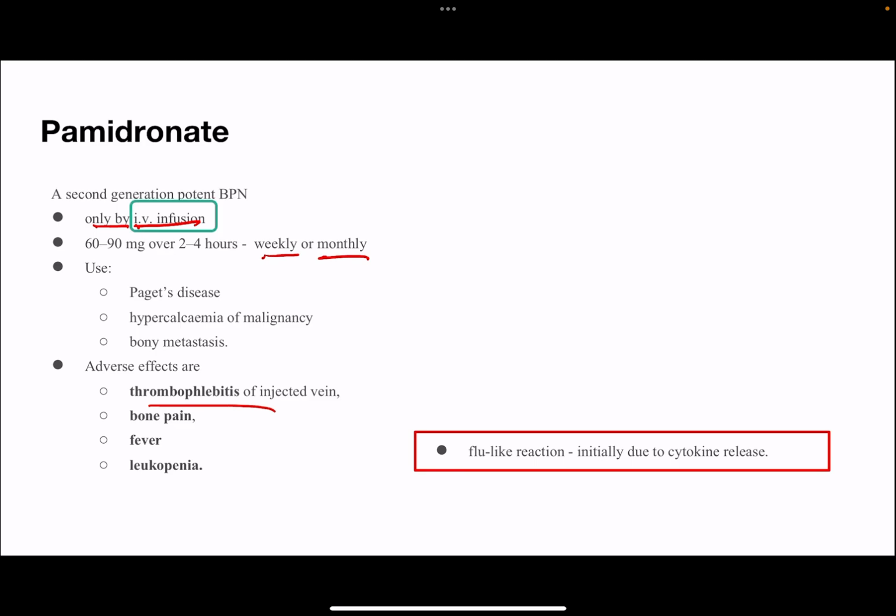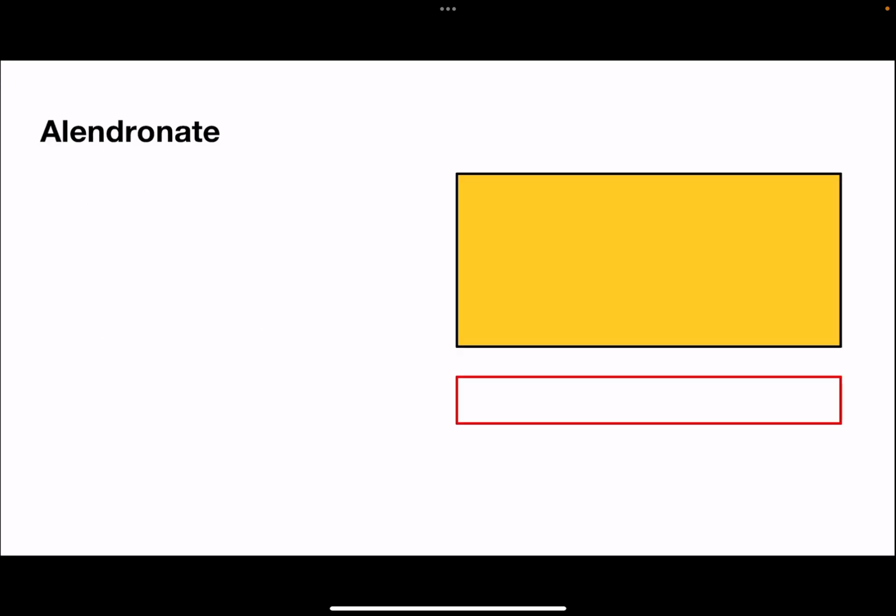So a very important thing you should remember about pamidronate is that it is given only through IV infusion. It is given weekly or monthly, and the adverse effects are mainly related to the IV infusion, such as thrombophlebitis, bony pain, fever, and leukopenia.